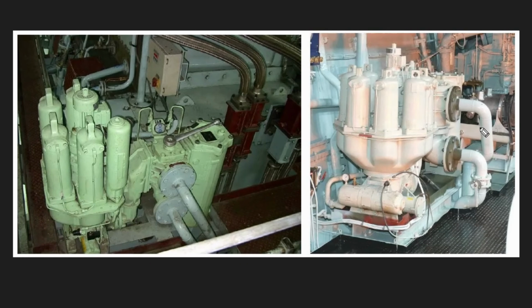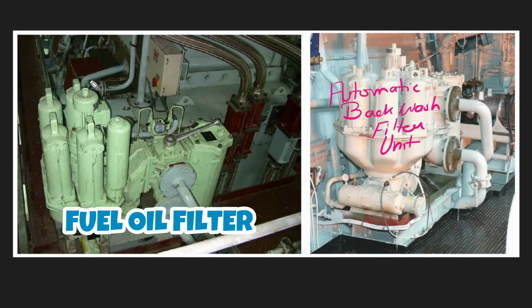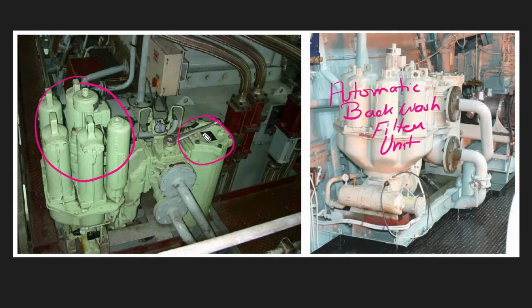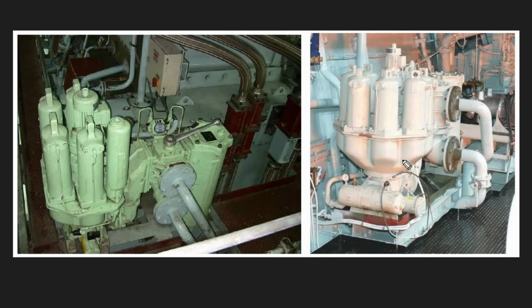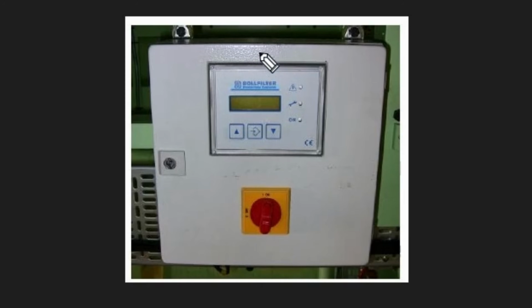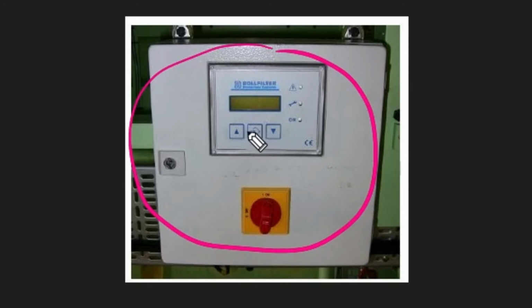This is your automatic backwash filter. This actually works like your normal fuel oil filters, but once the fuel comes from your tank and goes to your fuel rail, it filters it. So a set of these things are present in your main engine, WARTSILA Sulzer engine. So this is one of the important units which is present in WARTSILA. This is the unit which controls your backwash filter.